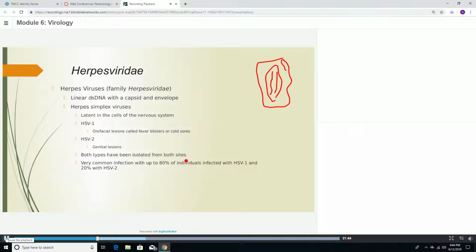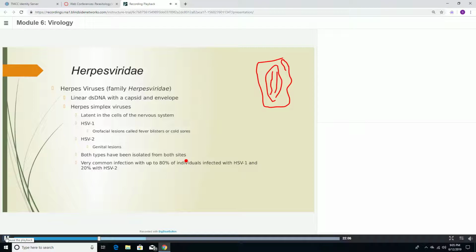It's very important that you know the difference between herpes simplex virus 1 and herpes simplex virus 2. Herpes simplex 1 is the virus that causes oral facial lesions called fever blisters or cold sores. And then herpes simplex 2 is the one that causes genital lesions. So this is our genital herpes. Both types have been isolated from both sites.